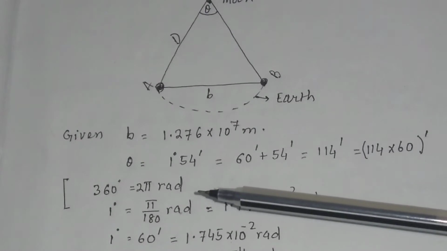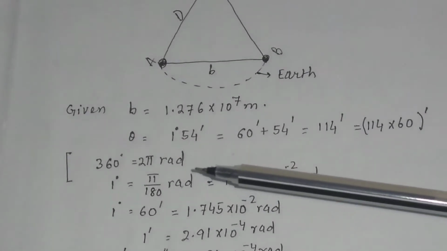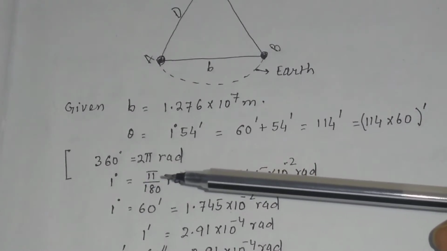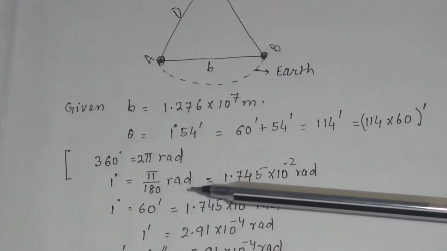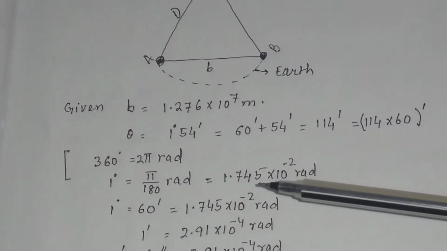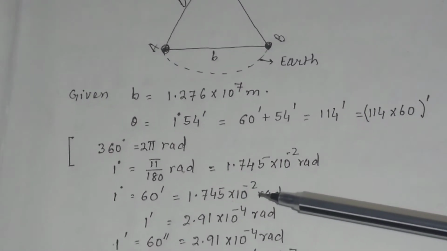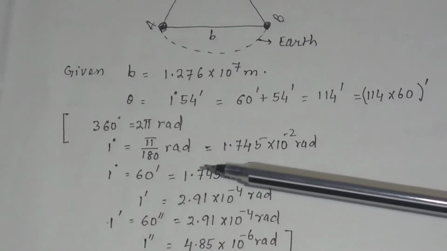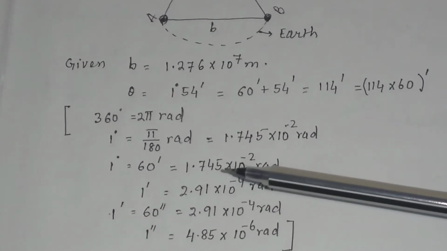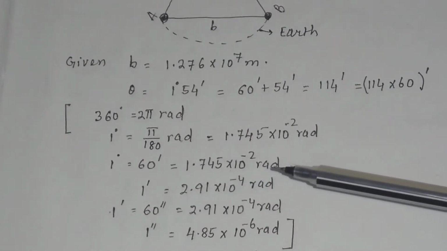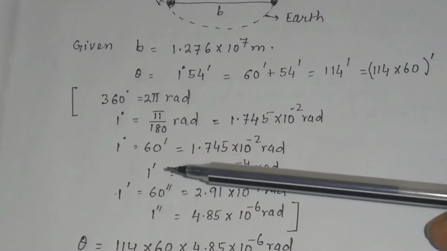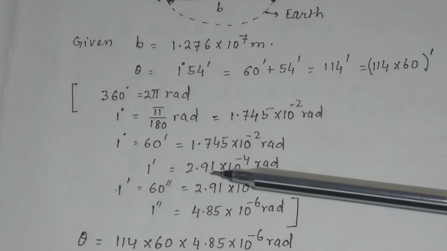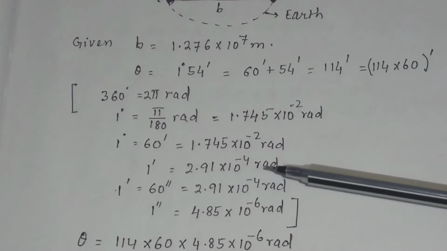Again we know 360 degrees is equal to 2 pi radian, or 180 degrees is equal to pi radian. So 1 degree will be equal to pi divided by 180, that is 1.745 into 10 to the power minus 2 radian. Again, 1 degree is equal to 60 minutes, so 60 minutes will be equal to 1.745 into 10 to the power minus 2 radian. Then what will be 1 minute? 1 minute will be equal to this divided by 60, so this will be equal to 2.91 into 10 to the power minus 4 radian.